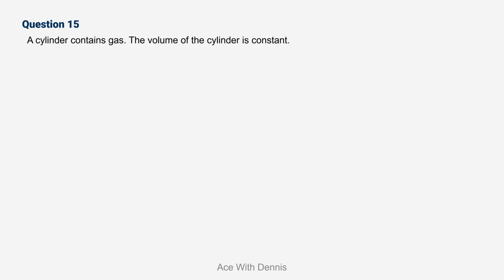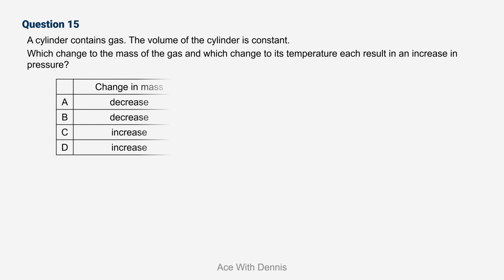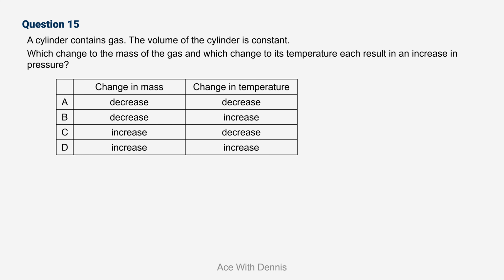Question 15. A cylinder contains gas. The volume of the cylinder is constant. Which change to the mass of the gas and which change to its temperature each result in an increase in pressure? Here are the options. Option A, decrease in mass, decrease in temperature. Option B, decrease in mass, increase in temperature. Option C, increase in mass and decrease in temperature. Or option D, increase in mass, increase in temperature.